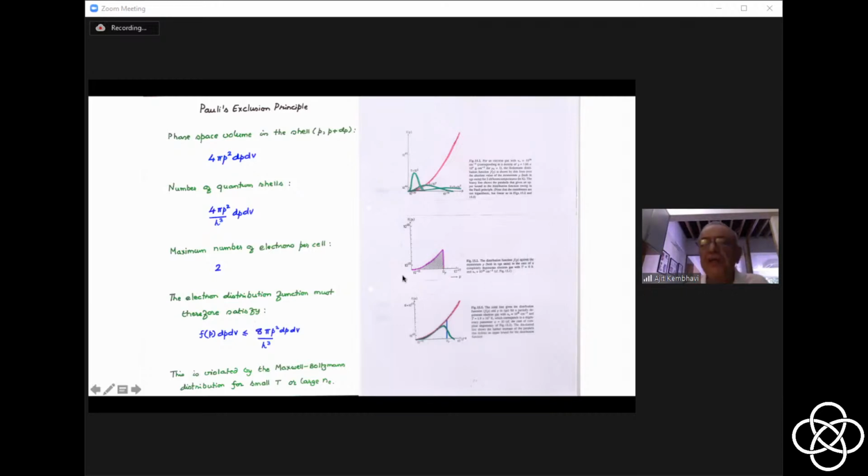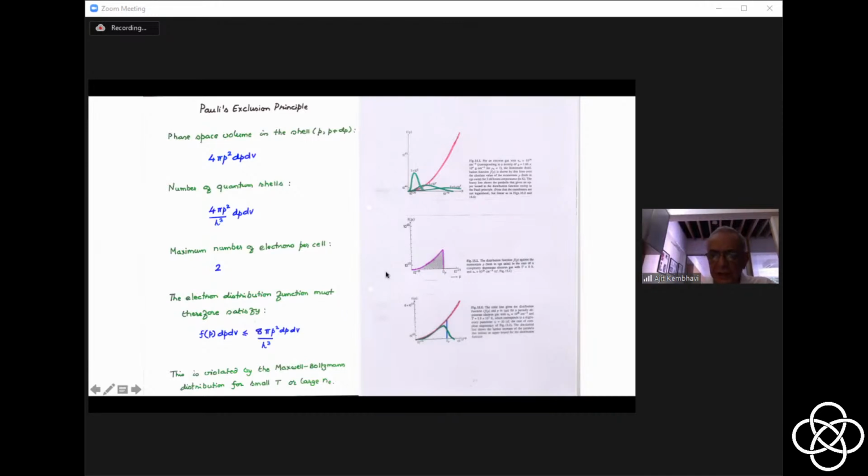When you start filling the states, you put 2 electrons in one cell, then 2 electrons in the next cell, and so on and so forth. You go on doing that until you have exhausted all the electrons. What do you mean by all the electrons? If you are doing it per unit volume, the number of electrons by definition is Ne. So we are packing in the electrons here, and when you do that, you go up to a maximum momentum, which is known as the Fermi momentum.